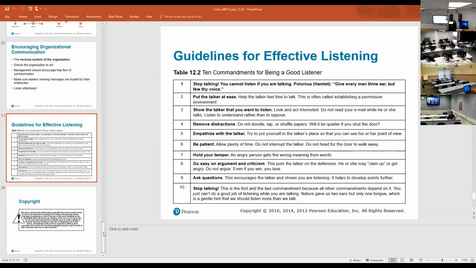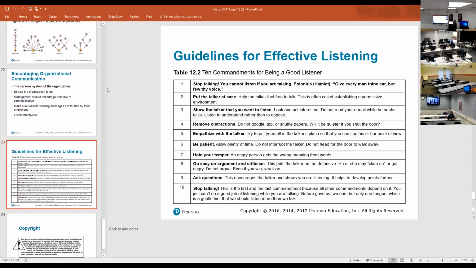And here are some guidelines for you there. I love the first one. These are the guidelines for effective listening. First thing is to shut up. Stop talking, okay? You can't listen if you are talking. That's just simple. Put the talker at ease and help that person feel free to talk. And then show them that you want to listen.